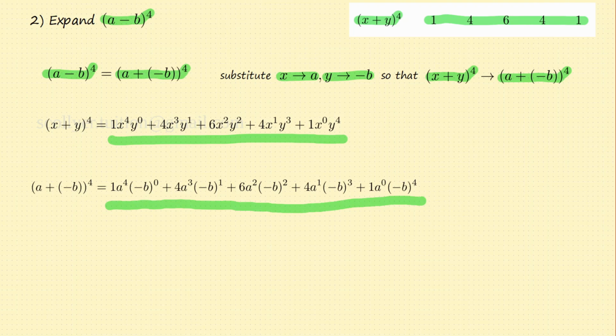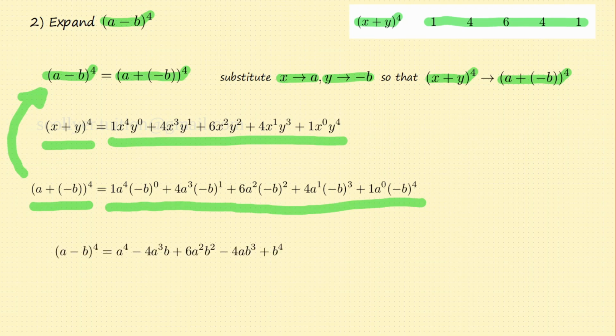And similarly, on the left-hand side, the (x + y)^4 turns into (a + (-b))^4, which we know is exactly the same as what we actually want to expand, (a - b)^4. And finally, the expression on the right simplifies to a^4 - 4a^3 b + 6a^2 b^2 - 4ab^3 + b^4, where the even powers of b remain positive and the odd powers of b pick up a negative sign.